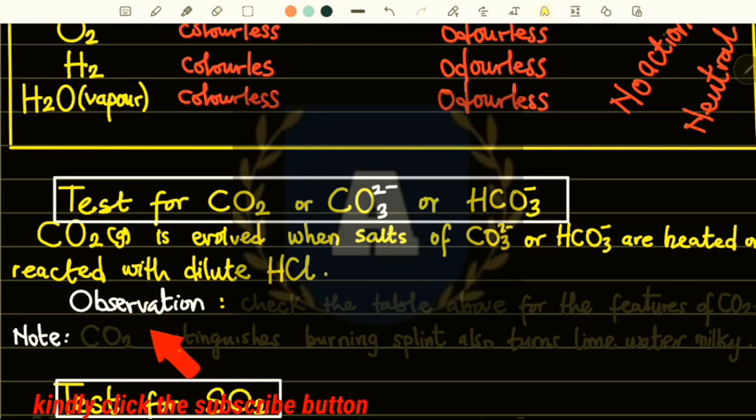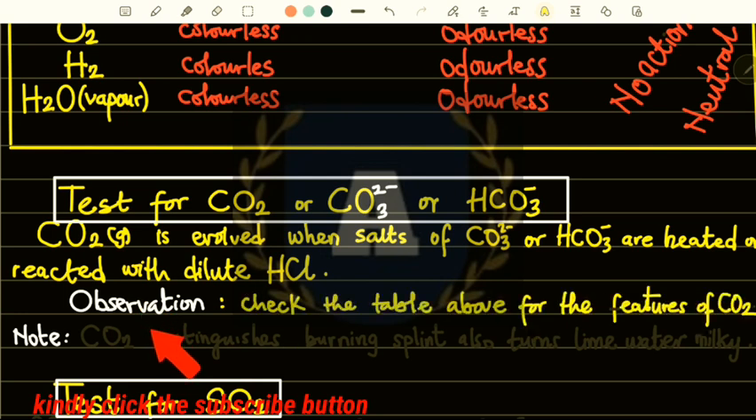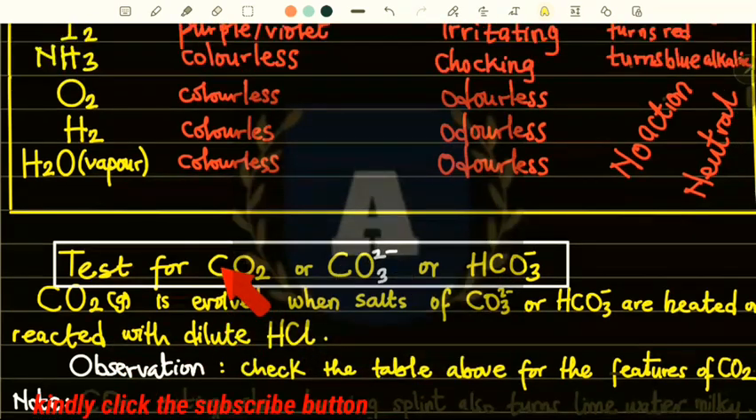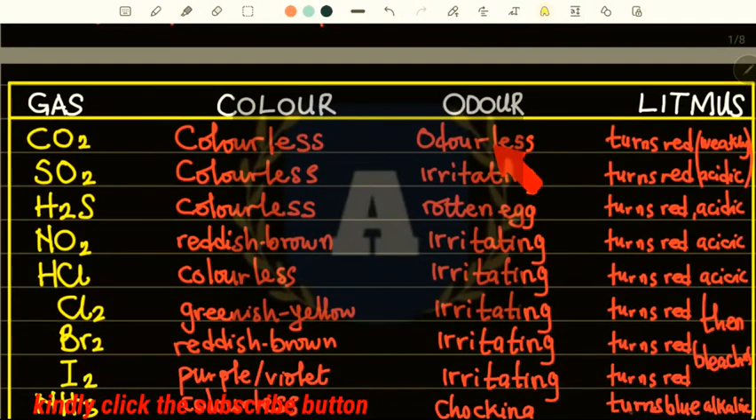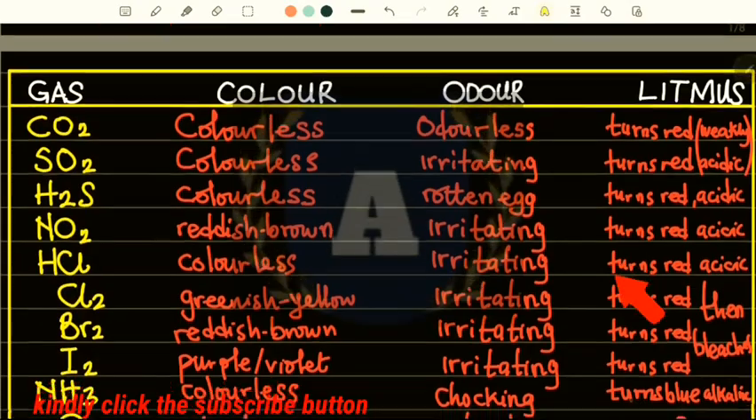Okay, so what will be the observation? You check what you will observe after you have heated a salt of this, or reacted a salt of this with dilute acid. Then you look for the features of carbon dioxide, meaning you will observe a gas that is colorless, odorless, and turns litmus red.